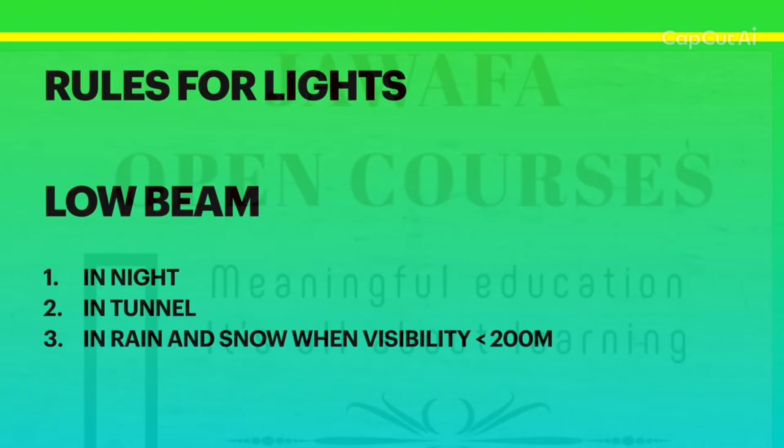Next, we have the low beam. That is the low beam of your headlights. In what situations should you turn it on? At night, you must definitely turn on your low beam lights. When crossing a tunnel, if you are driving through a tunnel, you must turn on your low beam. And if during the daytime there is rain or snow and visibility is less than 200 meters, then in such a situation, you must definitely turn on your low beam.